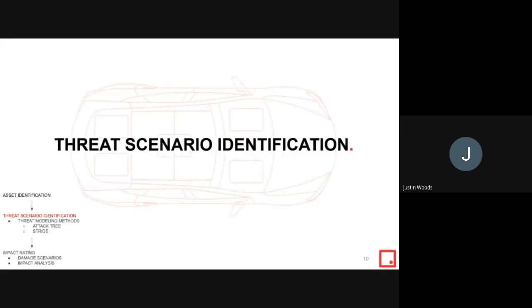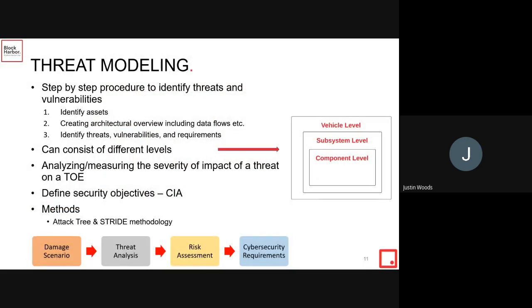So now let's get into the threat scenario identification portion. Now that we know what assets are, we've figured out which ones we want to look at. We can figure out how they might lead to damage scenarios. So with these threat modelings, we are going to do a step-by-step procedure to identify threats and vulnerabilities. So again, the flow here is we want to identify the assets. We then want to create an architectural overview, including data flows and as much other information as you can gather. And then the next step is going to be identifying those threats, vulnerabilities, and requirements that they need to adhere to.